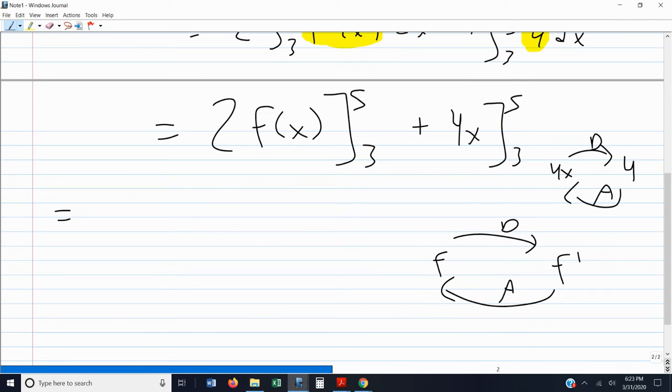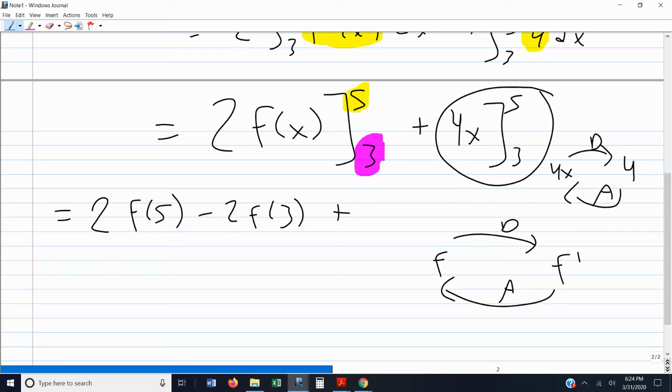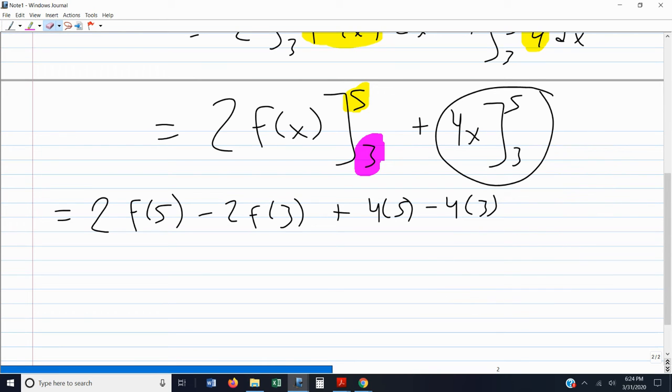Then we are ready to plug in our upper limit and plug in our lower limit. And remember that we subtract. So we have 2 f of 5 minus 2 f of 3. Great. Then we'll go over to our second antiderivative over here, and we're plugging in the 5, and we're plugging in the 3, and we're subtracting. I'm going to erase this just so you can see that clearly.